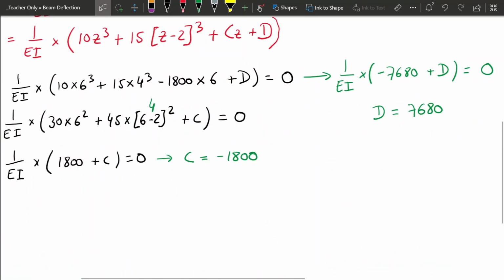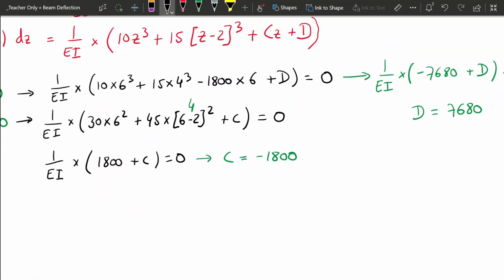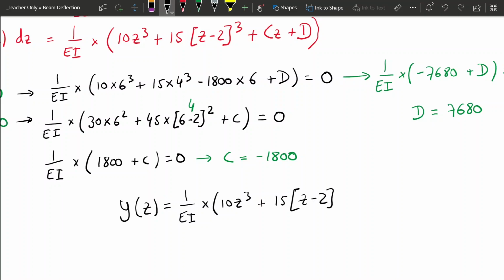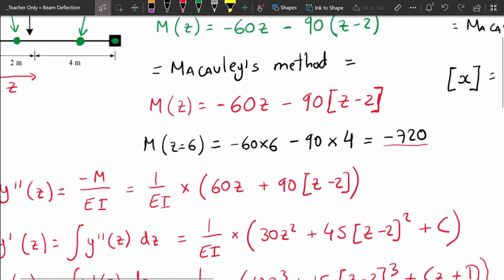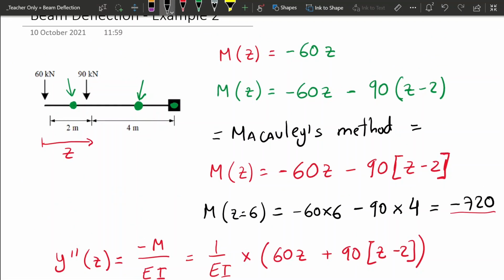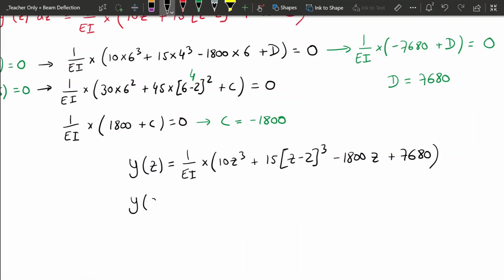So now that we have our c and d, we can rewrite our final equation for deflection, which is 1 over EI times 10z cubed plus 15 times z minus 2 cubed minus 1800z plus 7680. Finally, if we want to find the maximum deflection, since this is a cantilever, it will be here at the tip, so when z equals 0. This simplifies the equations a little bit.